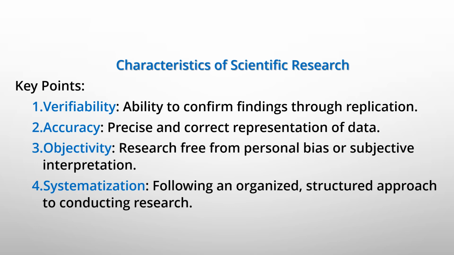Now let's explore the characteristics of scientific research, which ensures that research is credible and reliable. The first one, verifiability. This means that research can be checked or replicated by other researchers. If I conduct a study and another researcher follows the same steps and gets the same results, my research is verified. This helps build trust in the findings.